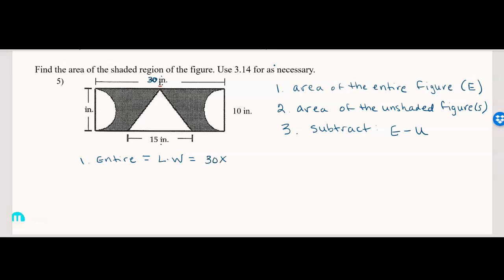And the width would be right here, which it says is 10 inches. It's on both sides, but it's the same. So 30 times 10 is 300 inches squared. That would be the area of the main part of the figure, which is the rectangle.